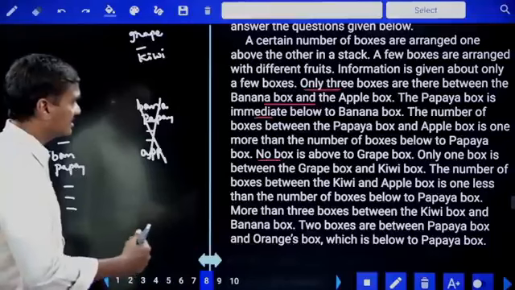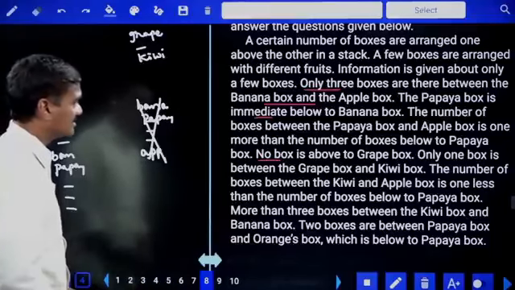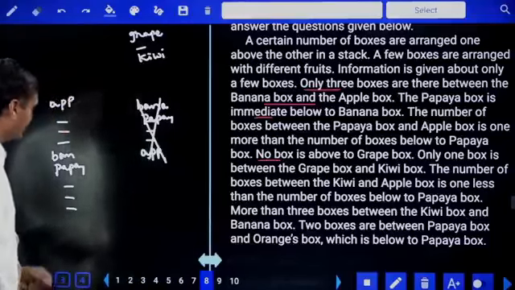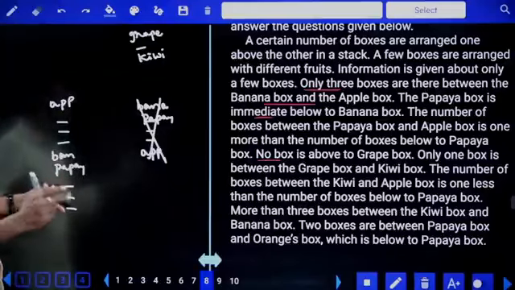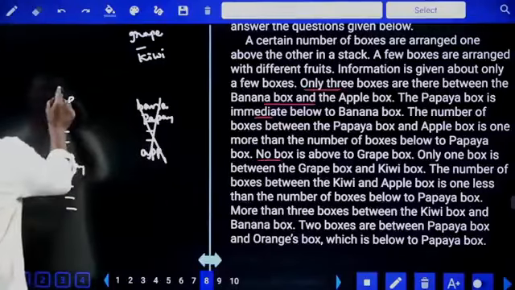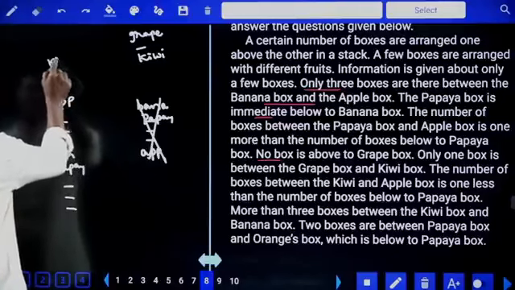Number of boxes between kiwi and apple is 1 lesser than the boxes below papaya. Below papaya 3 ఉన్నాయి. కనుక కివీకి యాపిల్కి 1 lesser than 3 means 2. So between kiwi and apple there must be exactly 2.